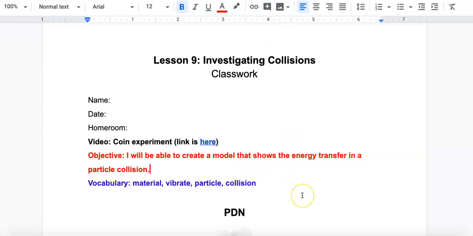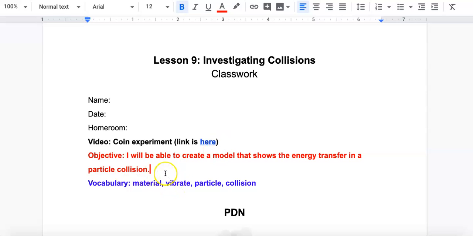Thinking about the classwork, we're going to switch over and introduce that. So this is today's classwork, again, investigating collisions. We are going to watch a video with me experimenting with coins, thinking about how objects collide into one another. This is the link to the video if you'd like to watch the video by itself as you answer the questions, but inside of this video, we are also going to take a look at the coin experiment.